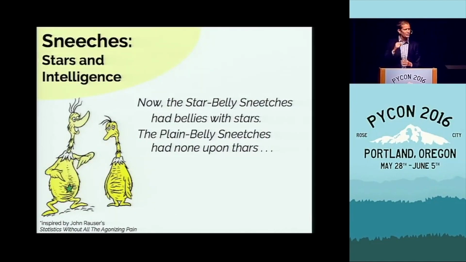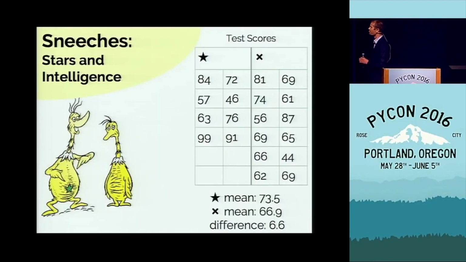So let's say you are a researcher and you want to answer whether the star-bellied Sneetches really are better than those without stars upon theirs. You might administer some sort of test. Here's a distribution of test scores you give to the Sneetches out of 100 points. The Sneetches with stars have a certain number, without stars have a certain number. You compute the means, and you find that the star-bellied Sneetches have a 73.5 average, and the non-star Sneetches have a 66.9 average. So obviously, 73 is higher than 66, but the question you should be asking is: is this significant? Could it just happen by chance, right?